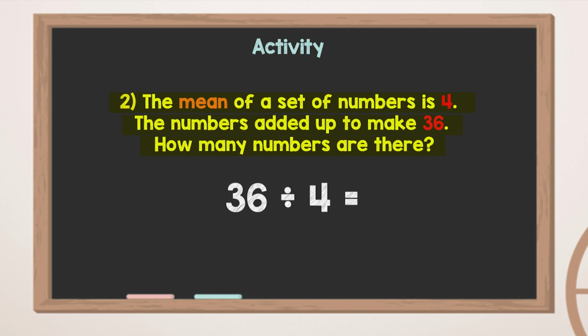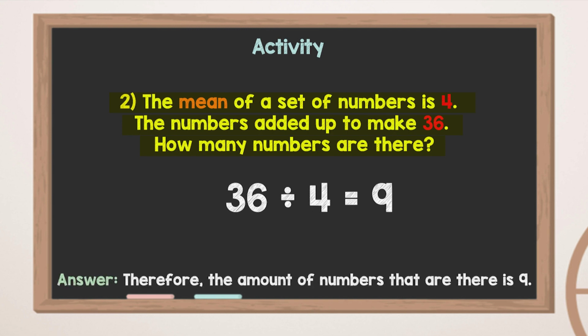So 36 divided by 4. How many times can 4 go into 36? 9, because 4 nines equals 36. Therefore, the amount of numbers that are there is 9. Boys and girls, do you have this problem correct? I want you to put a big tick. I am extremely proud of the work that you are doing.